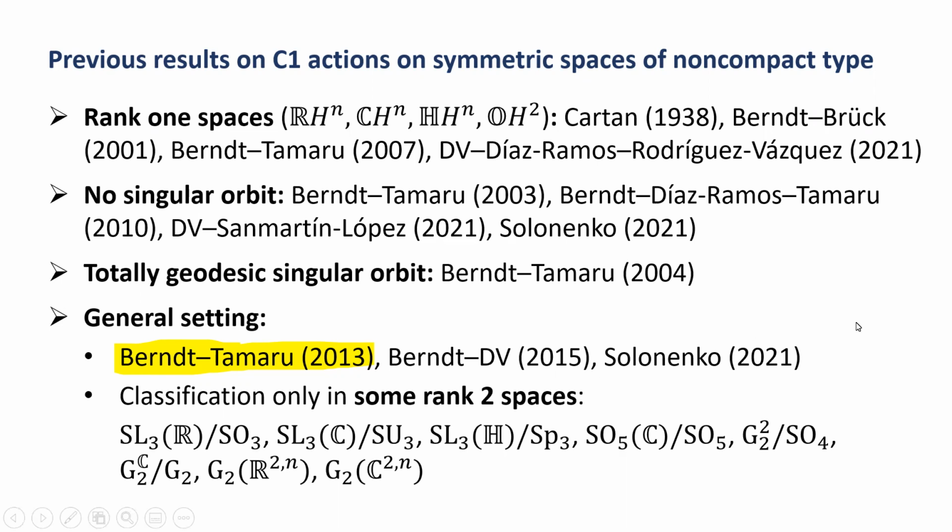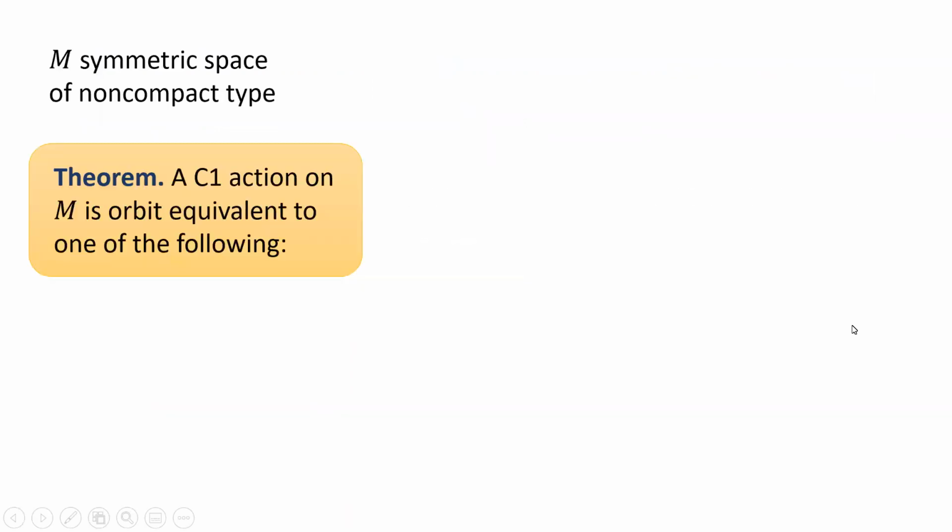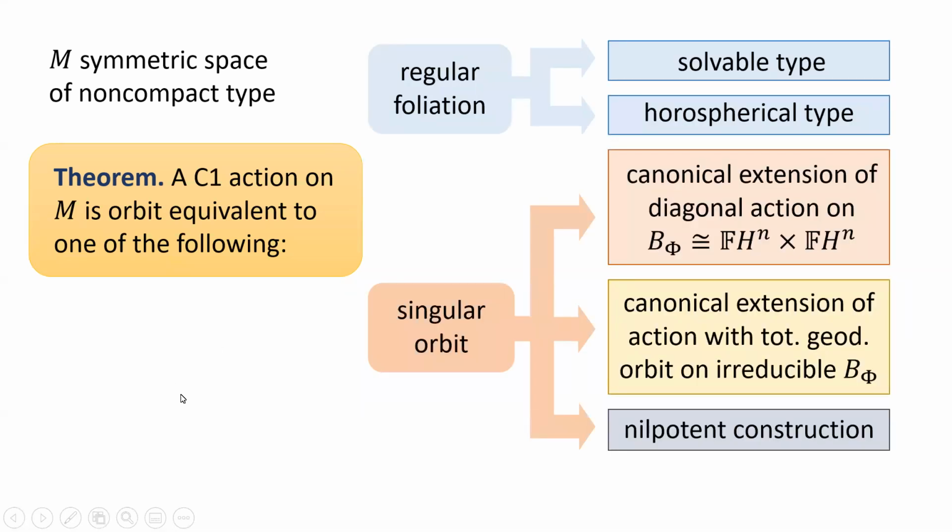So I state here our main result, which says the following: a cohomogeneity one action on a symmetric space of non-compact type is orbit equivalent to one of the following five possibilities. We can distinguish two big cases: when you don't have any singular orbit or when you have one singular orbit. In the first case, you have two possibilities, solvable type or spherical type. I will explain this later.